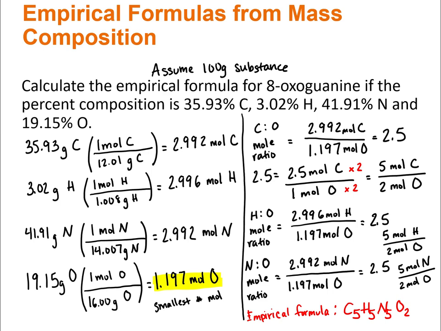So we figure out all our moles. We use the smallest number of moles. You divide by the smallest. Take all the other ones and go down the list. Figure out your mole ratio. You put it all together to make your empirical formula. Questions, or are we good?